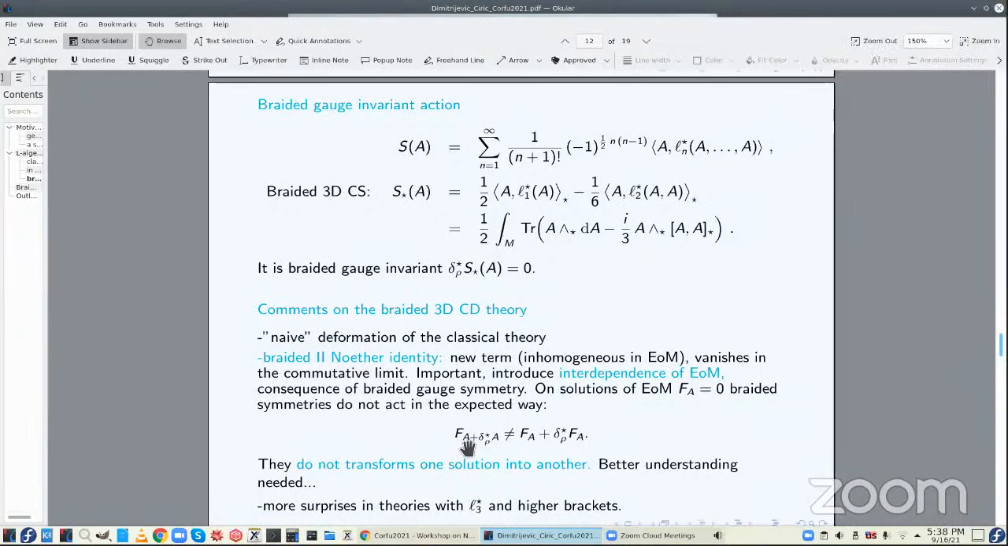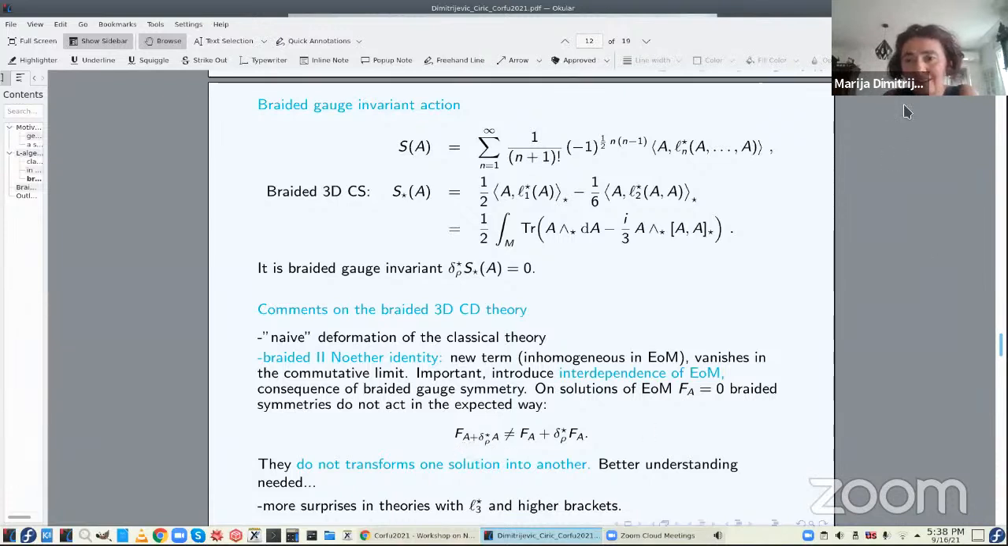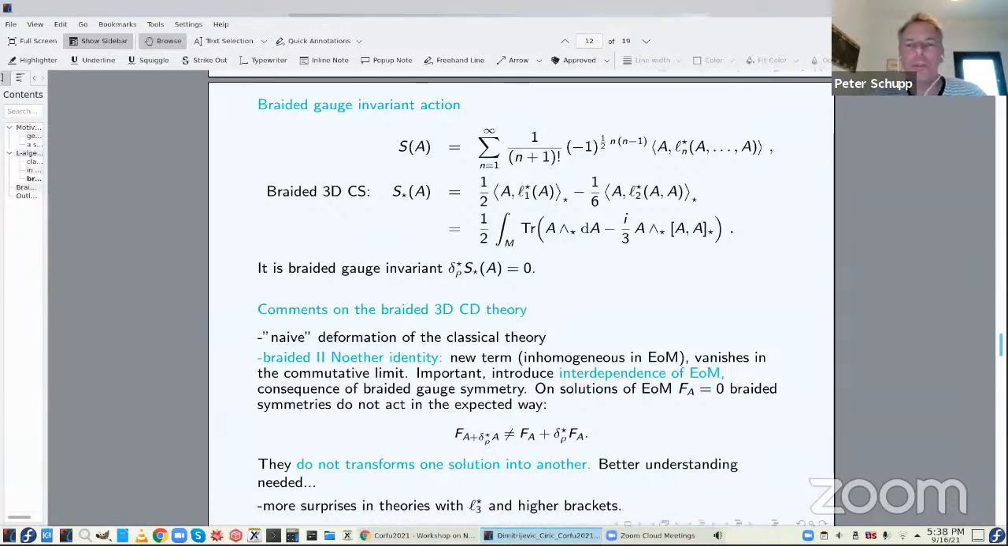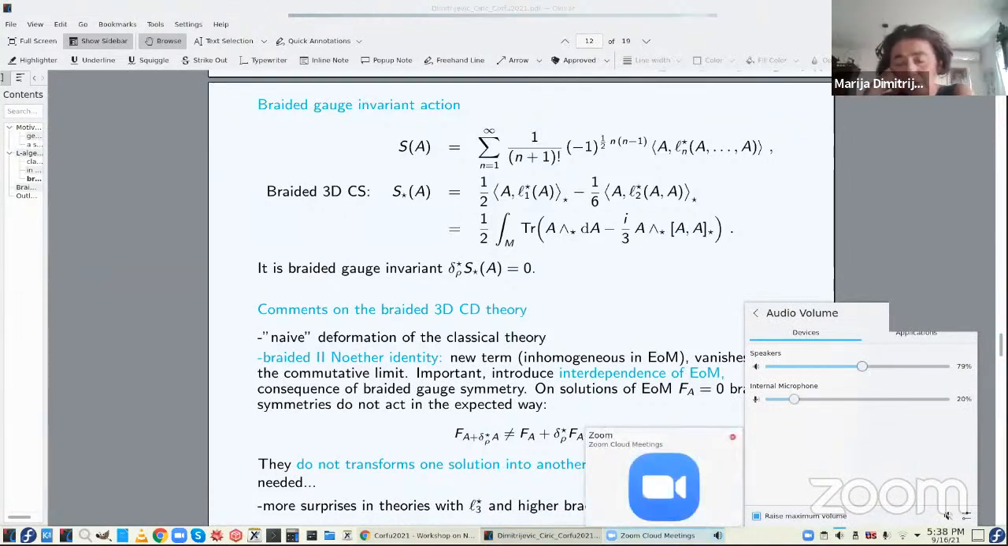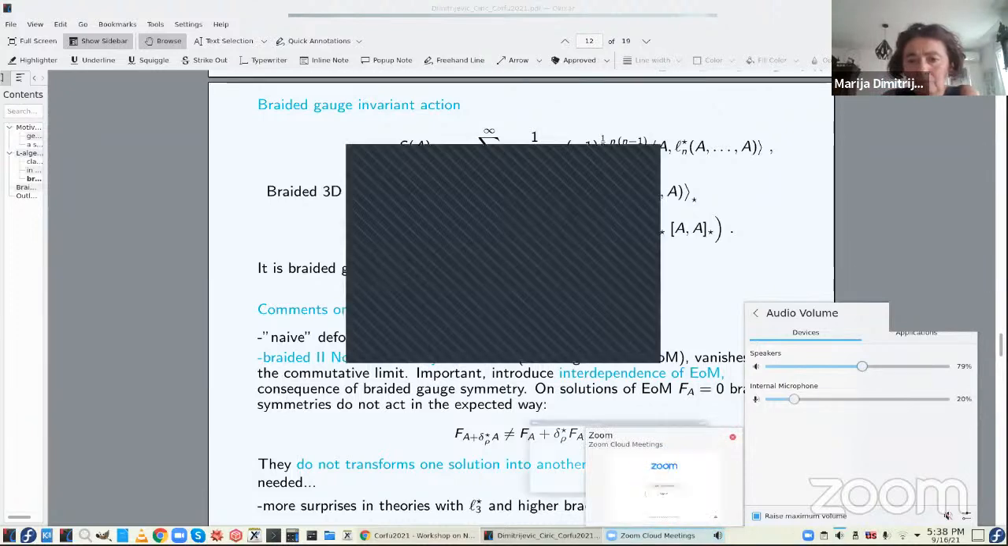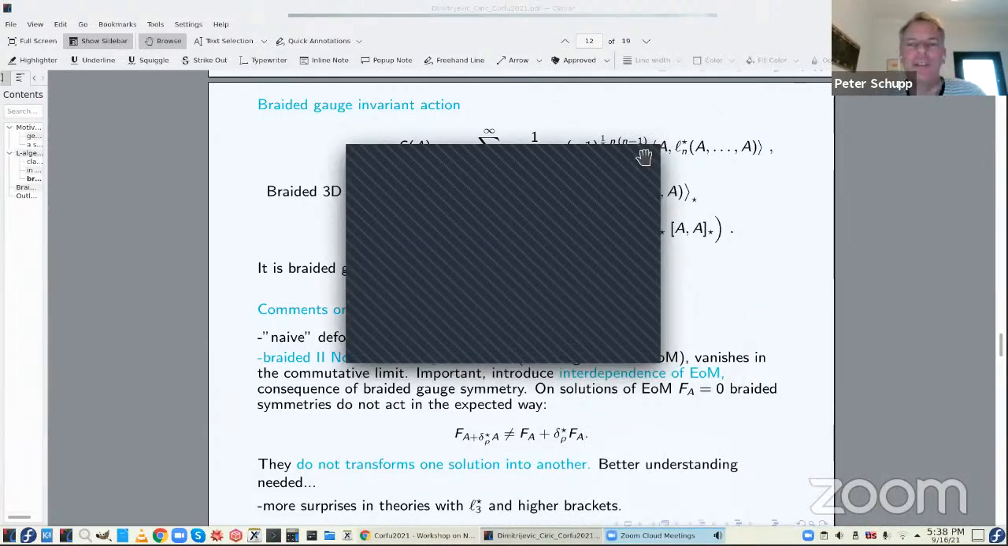So let's see. Peter Schupp has a question also. I think he raised his hand, at least I saw it. Yes, hello, Marija. Hello. Thank you for this nice and clear talk. Thanks. So I see this is an alternative proposal for a non-commutative gauge theory, alternative to the Seiberg-Witten approach. Yes. So I would like to ask you about the physics consequences. What type of new physics do you get?